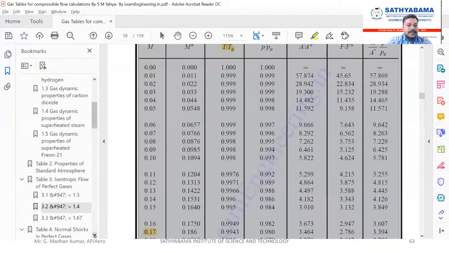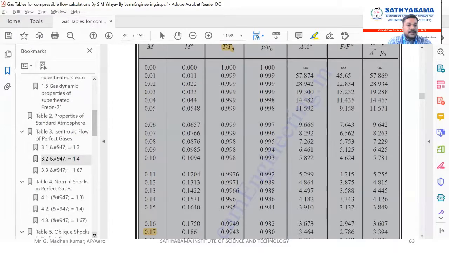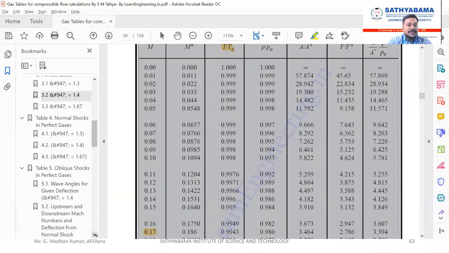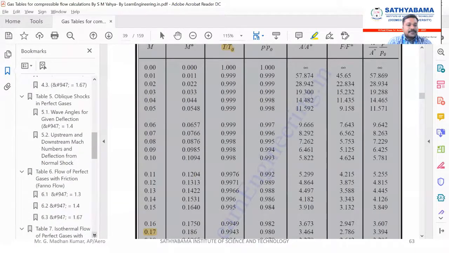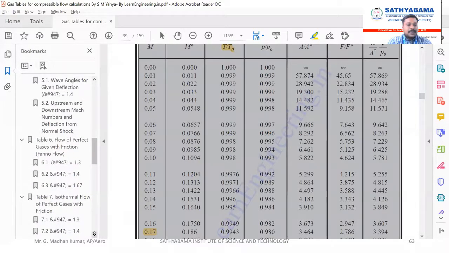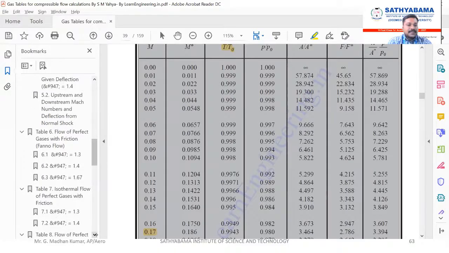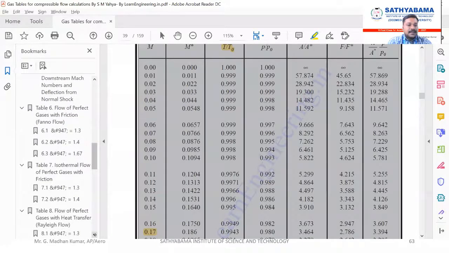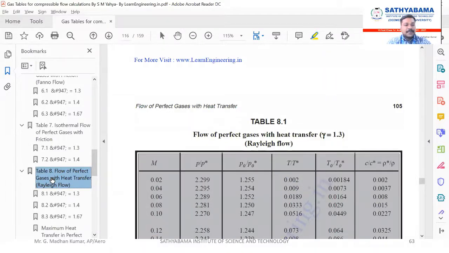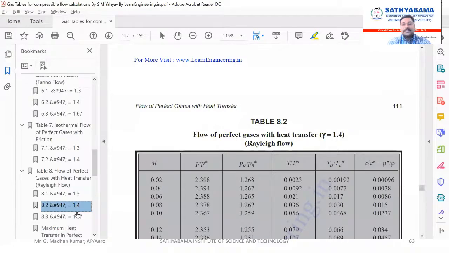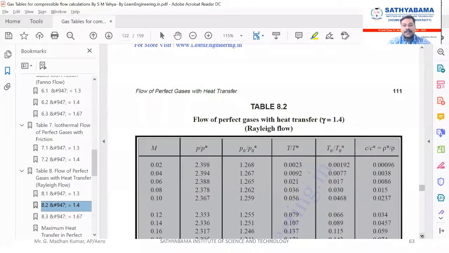So in this, we have table 3 as isentropic flow table. We have normal shock table, oblique shock table. Table number 5. Table number 6 is Fanno flow. Here, isothermal flow of perfect gas. Table 7 is not there. Here in Rayleigh flow, table 8 is Rayleigh flow, correct? So in this table 8, your gamma value is 1.4, correct? So you select gamma is equal to 1.4. So in this, what is your Mach number? Mach number is 0.17, right?